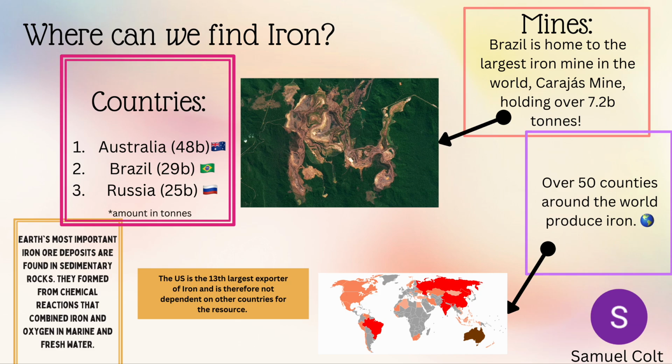A fun fact about Brazil is that it is also home to the largest iron mine in the world, the Carajas mine, holding over 7.2 billion tons of iron. Over 50 countries around the world produce iron. These countries span 6 continents. The U.S. is the 13th largest exporter of iron and is therefore not dependent on other countries for the resource. We produce our own iron, making it easy to access.